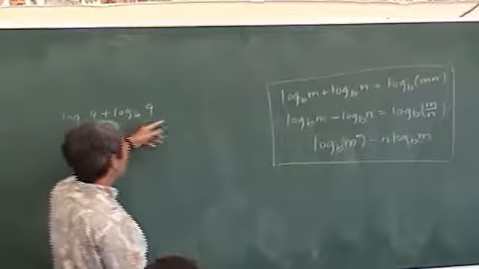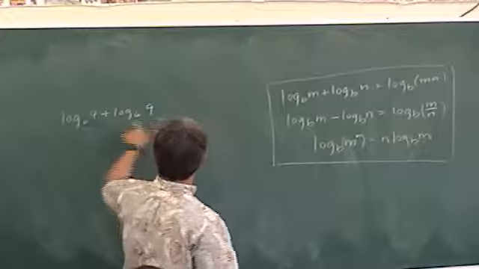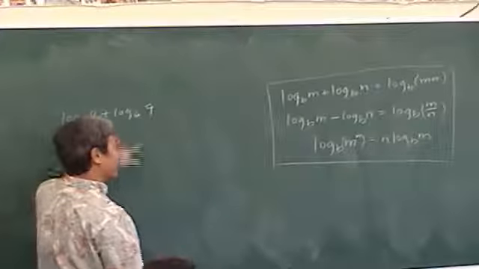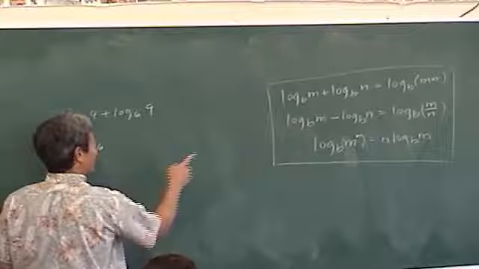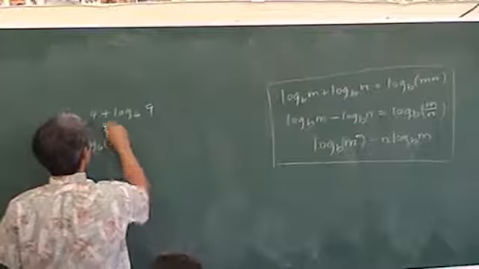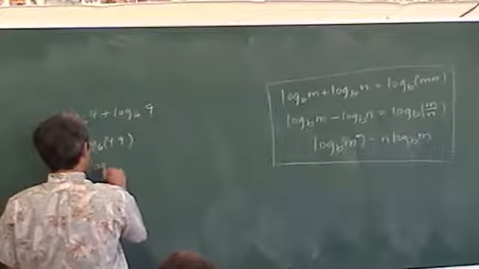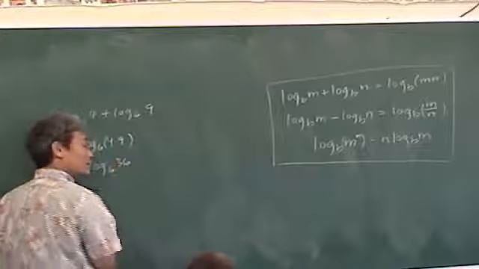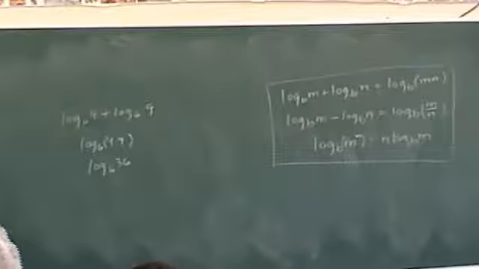Now, this one looks like which of the properties? A, B, or C? It looks like A. So when you're adding logarithms, you can combine this into a single logarithm. So how do you do it? If you follow that rule, you multiply the two arguments. So that's log base 6 of 36. Okay, so if you do this on next week's quiz, you get 1 point. If you want the other point, you have to simplify that.